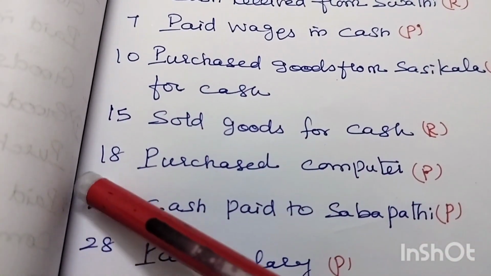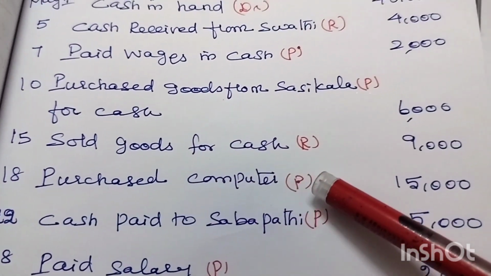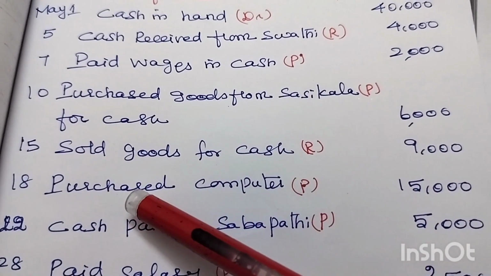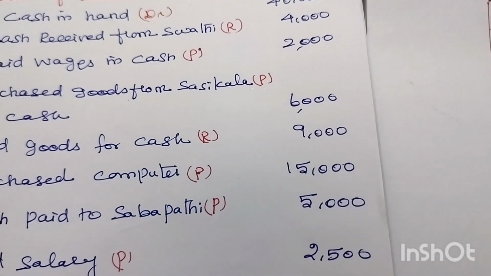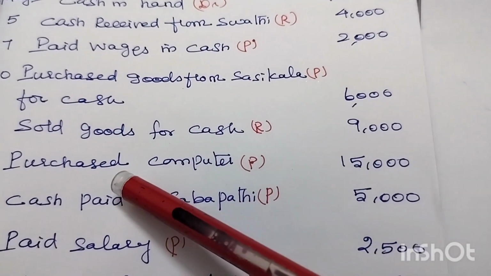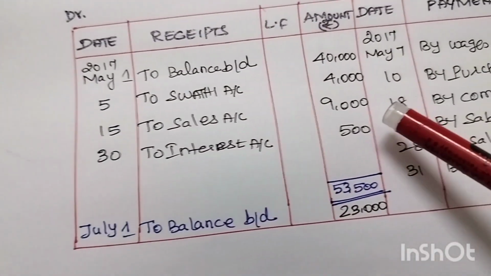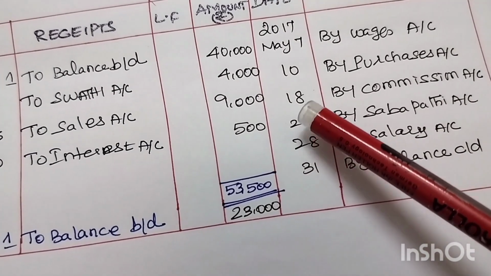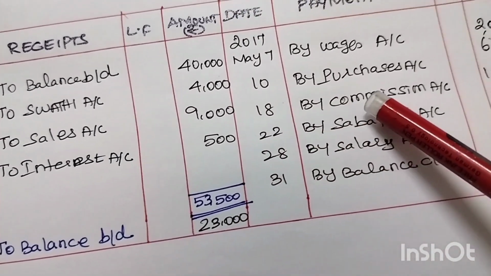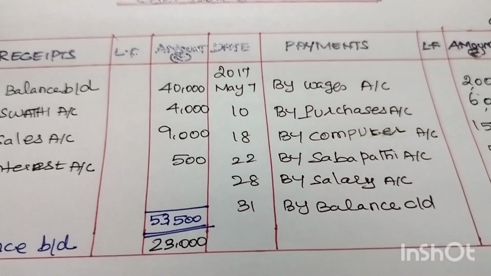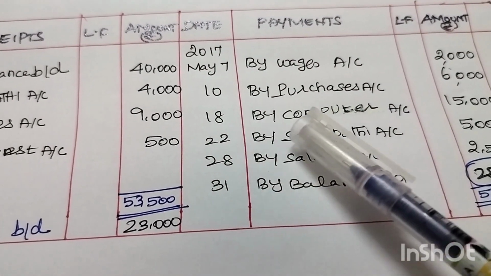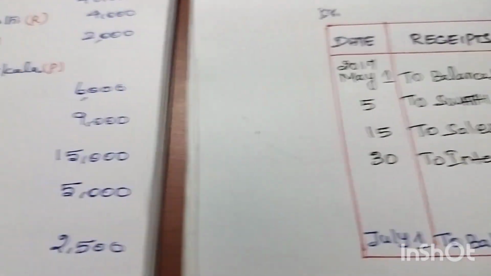Then May 18, purchased computer rupees 15,000. Purchased asset means expenses. All expenses will be credited. So in credit side you have entered dated on May 18 by computer account 15,000 rupees.